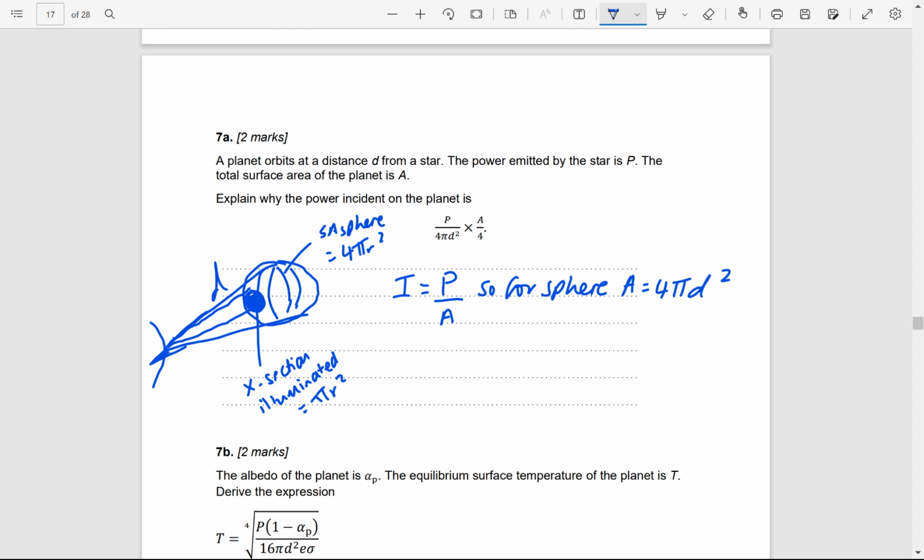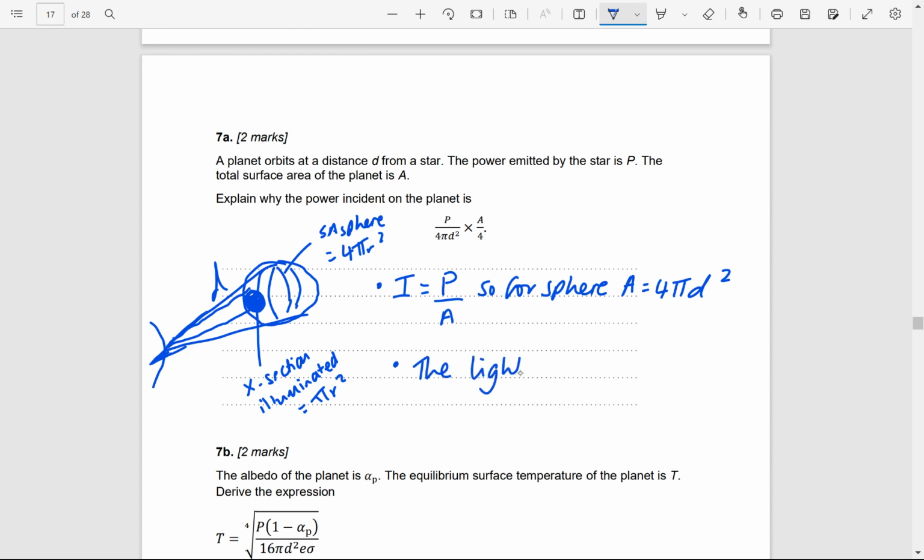So for a sphere that's distance d away, it will illuminate 4 pi, covering a region of 4 pi d squared, a bit like blowing up a balloon. The more you blow up a balloon, the bigger the sphere is getting. That's kind of the first idea. But where does this A over 4 come from?